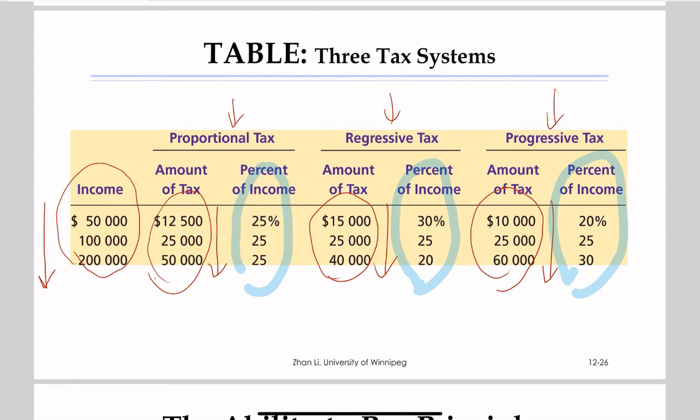So here, as your income decreases, a larger fraction of your income will be paid as tax. So this is regressive. And then the third case is progressive tax. As your income level increases, a larger proportion of your income will be paid as income tax.